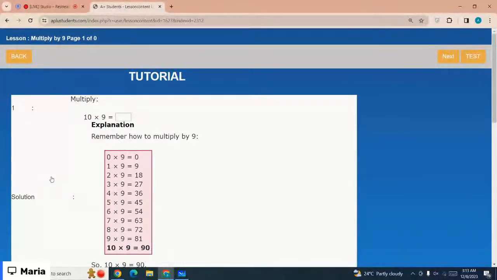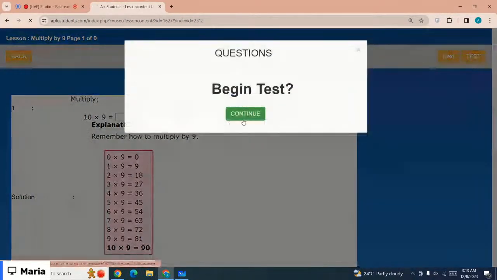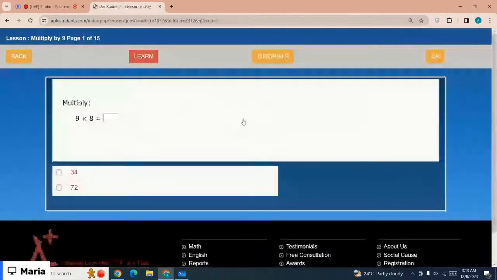So we're going to multiply with 9. Let's just start with the practice questions. You can even note down the table so that it would be easy for you to answer the questions. Let's just start with the first example, that is 9 times 8. So which is the correct option?